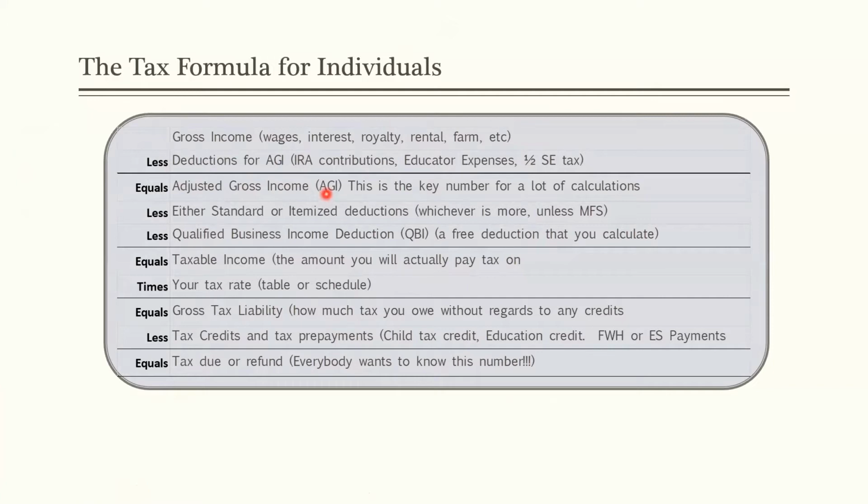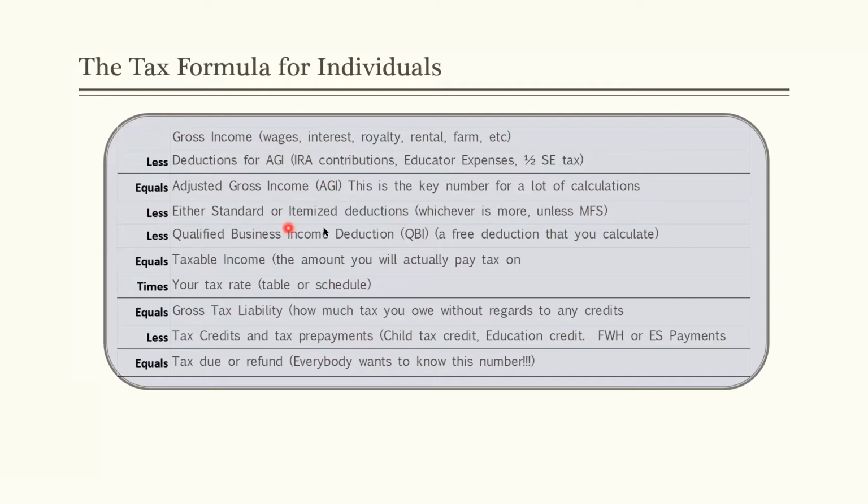It's used in a lot of calculations throughout the entire tax return to determine whether you're eligible for certain deductions or certain credits. A lot of things are built off of your AGI. If your AGI is greater than this much, then you don't get this credit. If your AGI is less than this, then you can do that. So the AGI is really the magic number that we always need to know. And so basically the AGI is just your gross income minus some deductions for AGI, such as IRA contributions. It'll equal your AGI.